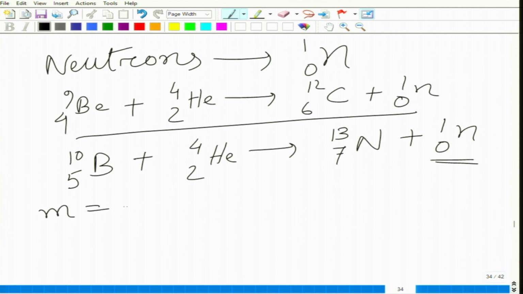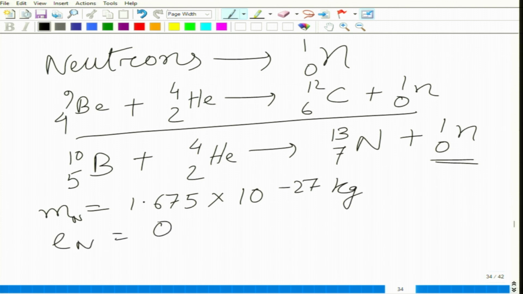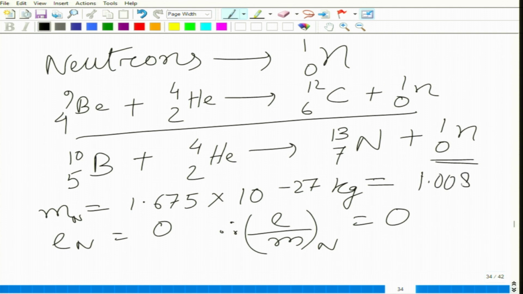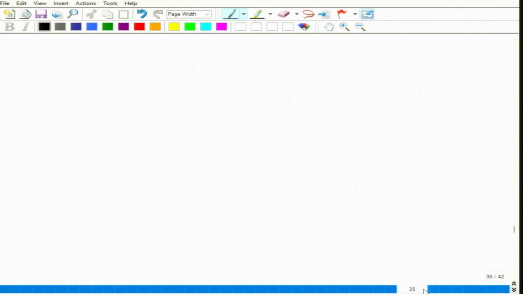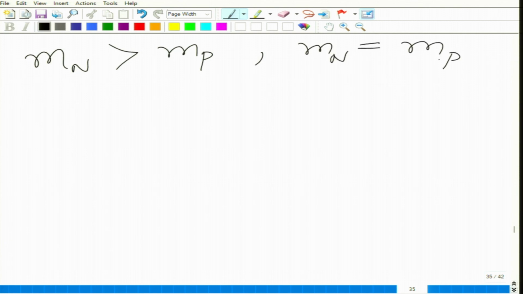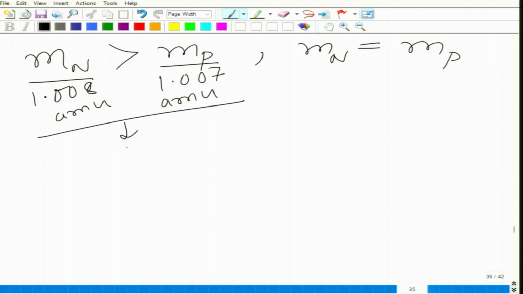Now the mass of neutron was found to be 1.675 into 10 to the power minus 27 kg, and charge of neutron was 0. So naturally charge to mass ratio of neutron was also 0. If we calculate the mass of neutron in AMU, it gives 1.008 AMU. So we see that the mass of neutron is slightly greater than the mass of proton. Often mass of neutron is considered equal to mass of proton, and since this is 1.008 AMU and this is 1.007 AMU, both are considered as 1.